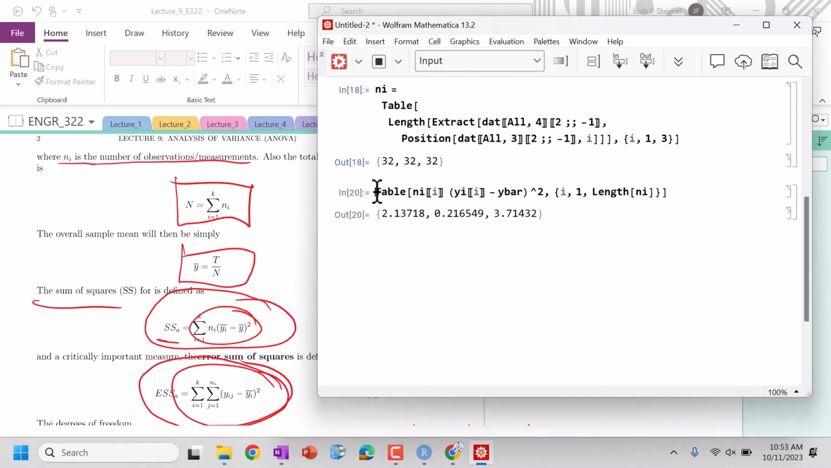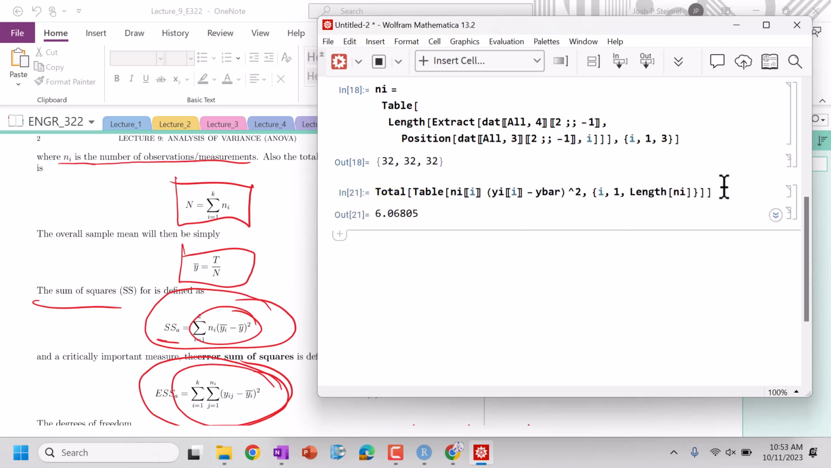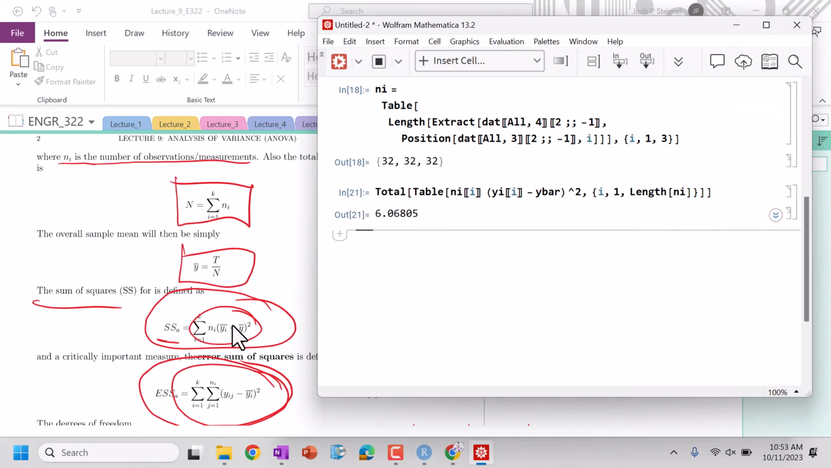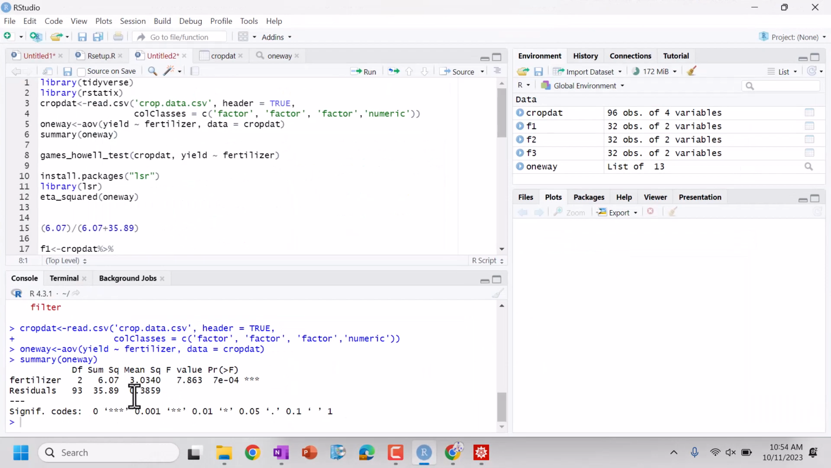And then I'm going to do total. And this should be the sum of the squares value. So 6.068, if we compare that, 6.068, 6.07, excellent. We've got that data set there. Fantastic. So what about the error sum of squares, or basically in this instance, the residual sum of squares?